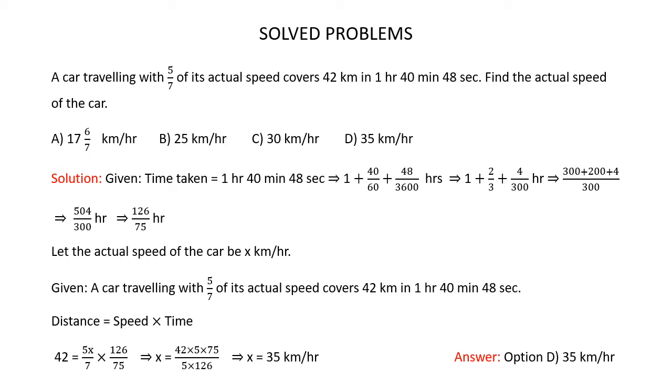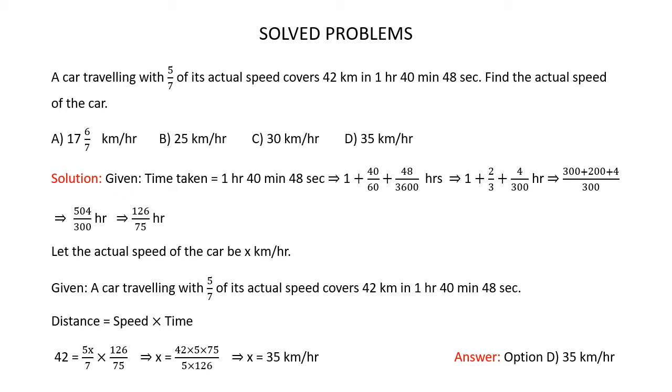A car traveling with 5/7 of its actual speed covers 42 kilometers in 1 hour, 40 minutes, 48 seconds. Find the actual speed of the car. You are given 4 options here and you have to find out which of these options is the correct one.